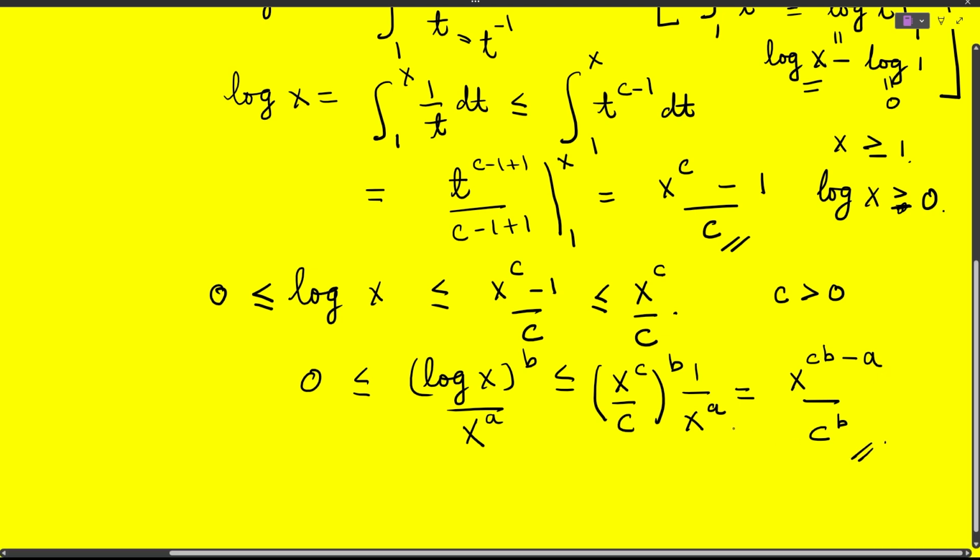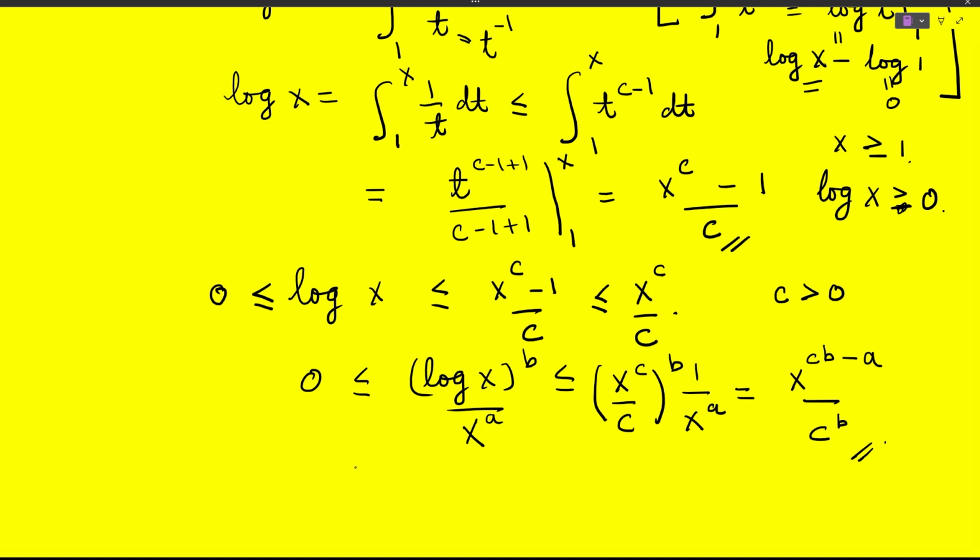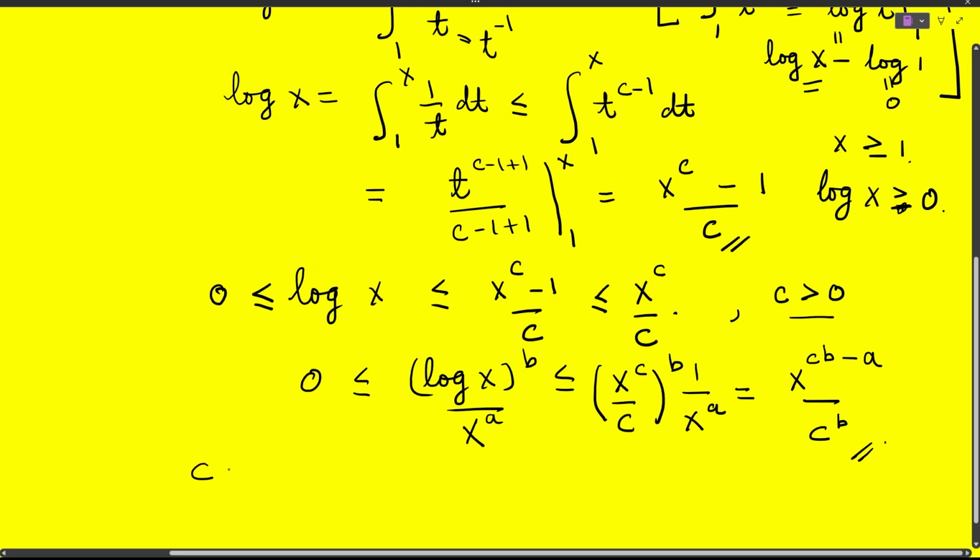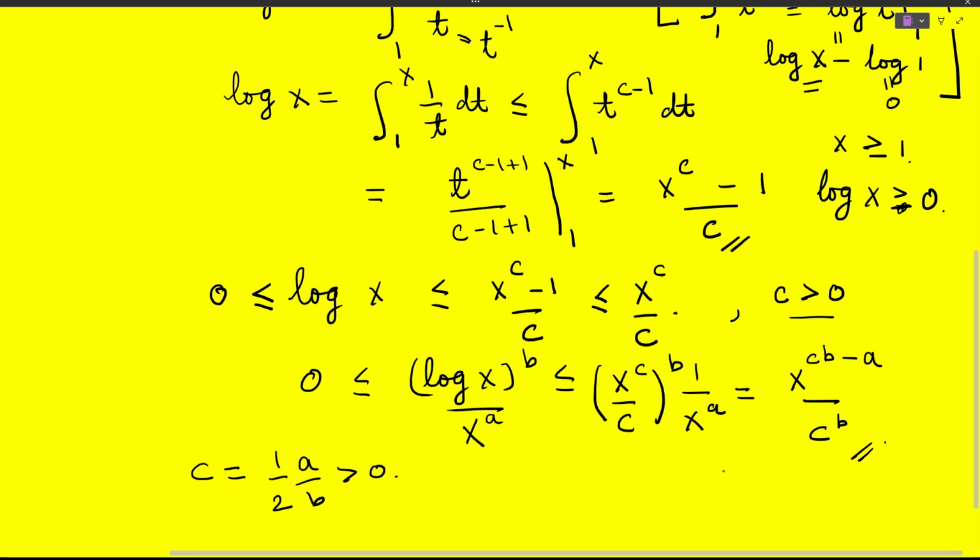So you have this. Okay, so now you can evaluate the limits, right? So what I'm going to do is take the limit of this particular function here. But before doing that, let's try to fix the value of c. So c is some random number bigger than 0 for now, but I'm going to pick a specific one, let's say 1/2 a by b, right? I can do this because this is another positive number.